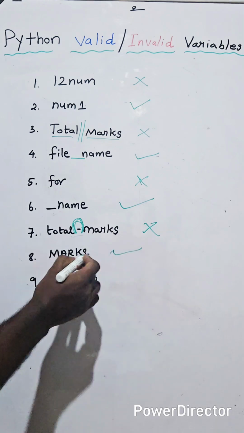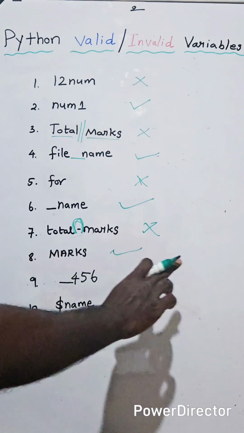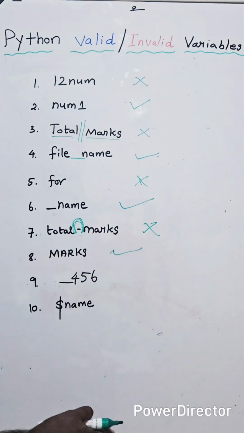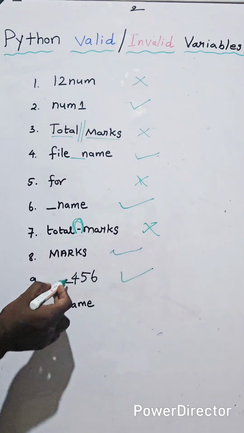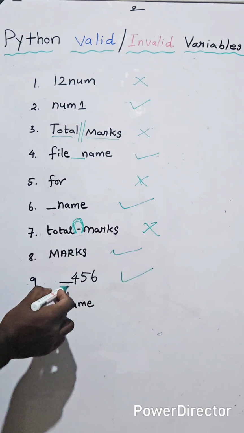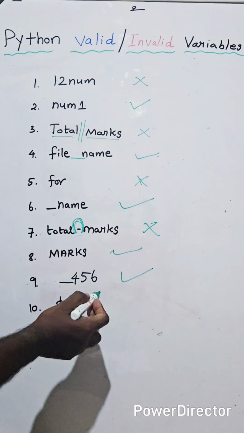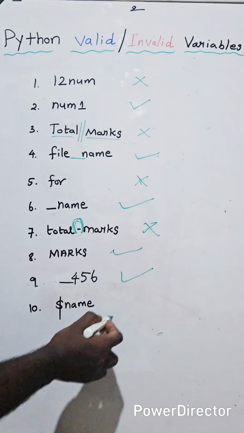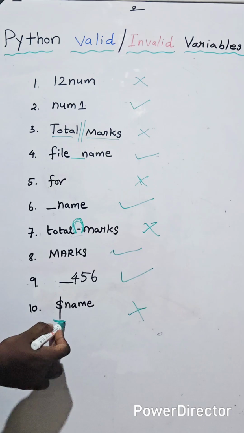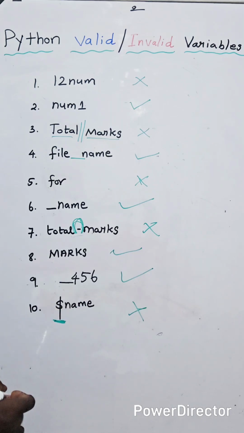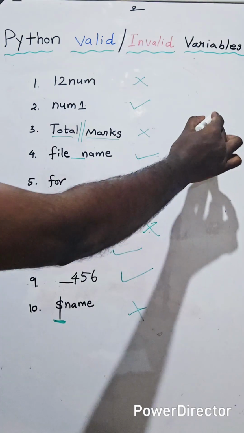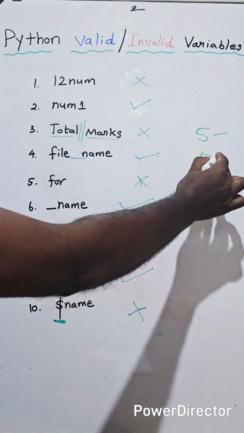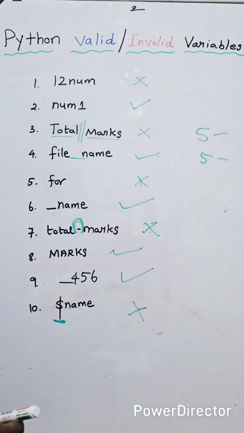The eighth one is valid. Both capital or small letters are valid, since both are letters. The ninth one is valid also because it starts with an underscore followed by a number. And the last one is invalid because we are using a special character, dollar. So 5 variables are invalid and 5 variables are valid.